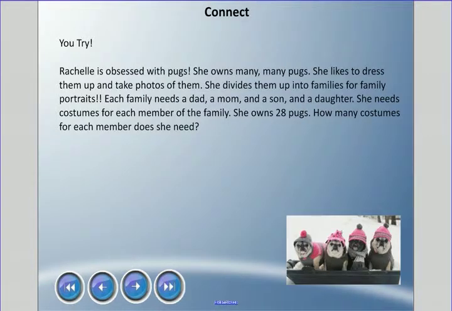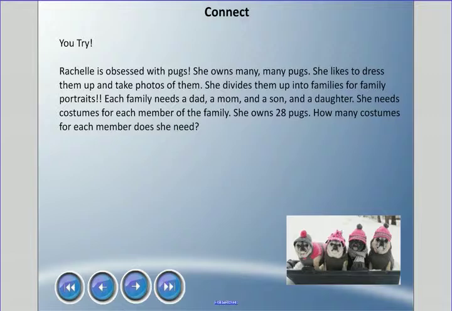Rochelle is obsessed with pugs. She owns many pugs. She likes to dress them up and take photos of them. She divides them up into families for family portraits. Well, for each pug family, they need a dad, a mom, a son, and a daughter. And she needs costumes for each member of the family. She owns 28 pugs. How many costumes for each member does she need?